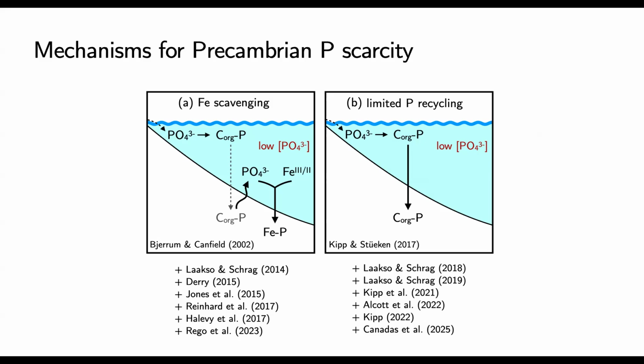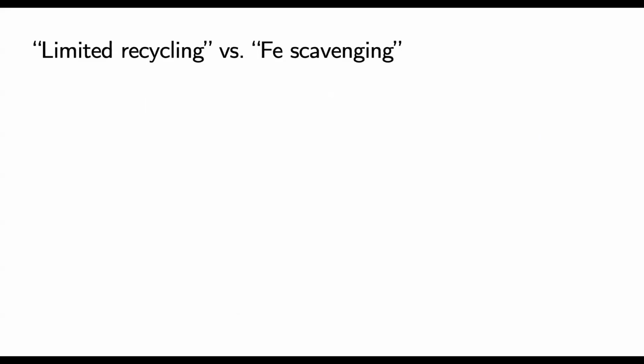And I'm going to focus on the delivery of phosphate to sediments because they make different end member predictions. On the left, the iron scavenging model would say that phosphorus is being delivered to sediments with iron. Whereas on the limited recycling model, we'd think that phosphorus is supplied to sediments mostly with organic matter. And so let's look for evidence of either of those mechanisms at play.